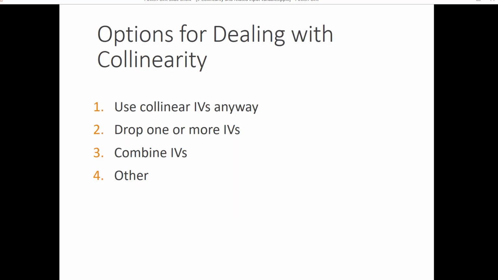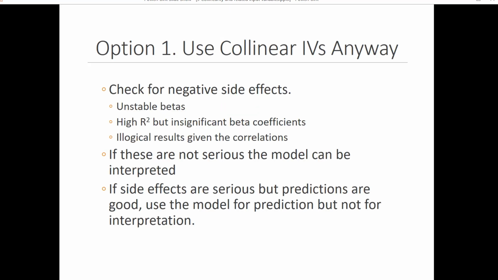So what can you do? You can use the collinear independent variables anyway. You can drop one or more of them. You can combine them, or there are other things you can do that are beyond the scope of this course, like principal components analysis. So if you decide to use them anyway, like what we did with the weight loss example, you can check to see if there are negative side effects.